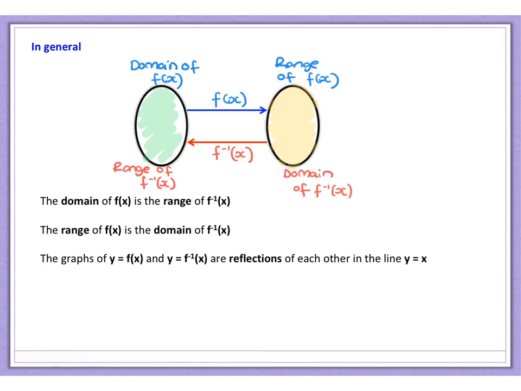So the domain of f of x is the range of f minus 1 of x, and the range of f of x is the domain of f minus 1 of x. And the other key point that we've highlighted is that the graphs of y equals f of x and f minus 1 of x are reflections of each other in the line y equals x.